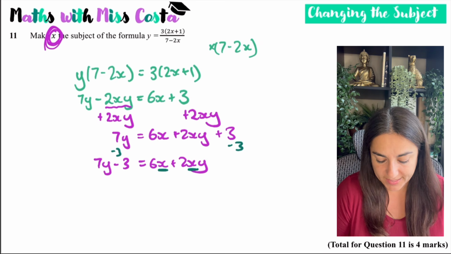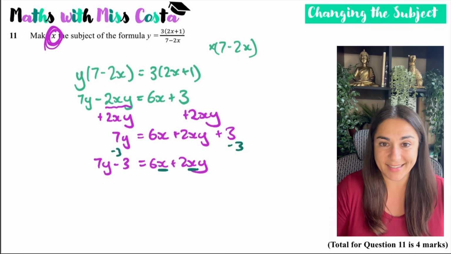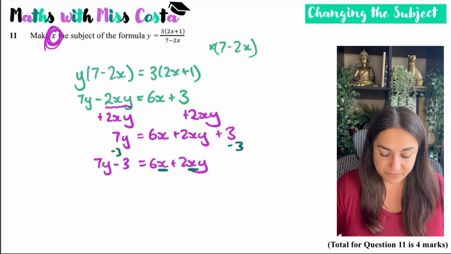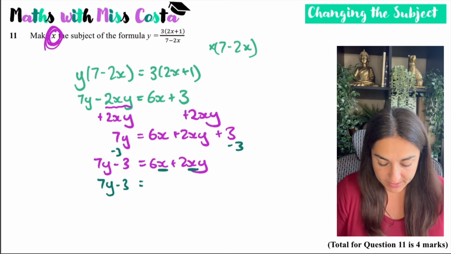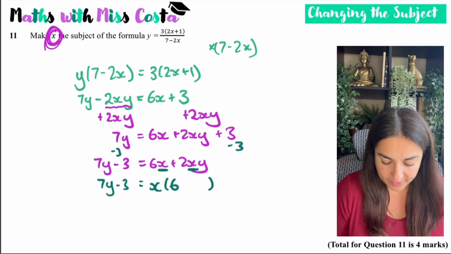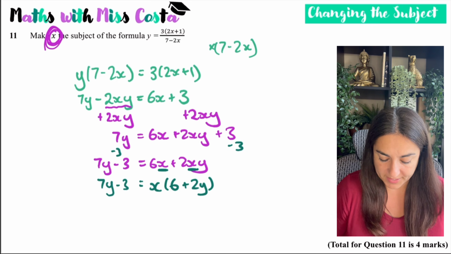What I can do is factorize. So that's the key to take the next step. I'm going to factorize. So 7y minus 3, I'm going to take the x out, because if I factorize, then I have only one lot of x. So x times by 6 gives me 6x, and x times by 2y gives me 2xy.